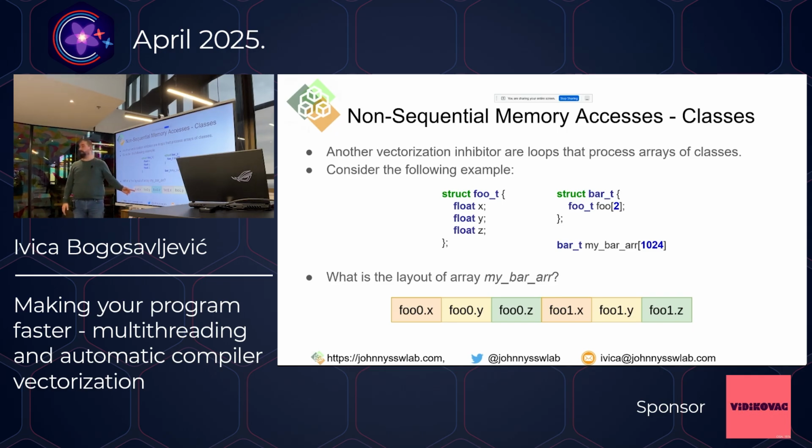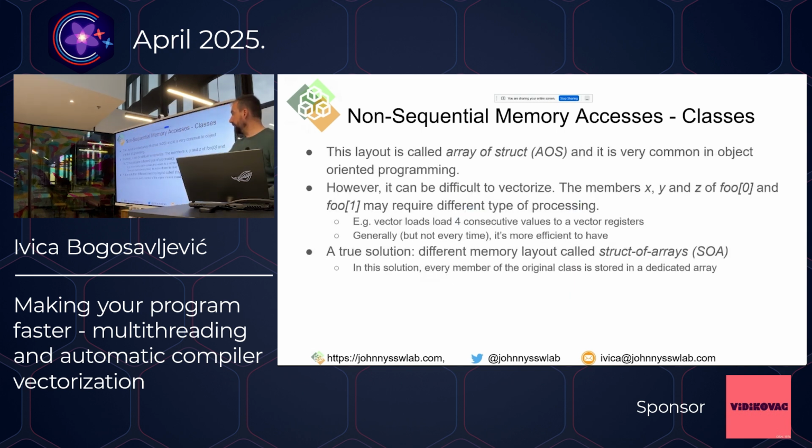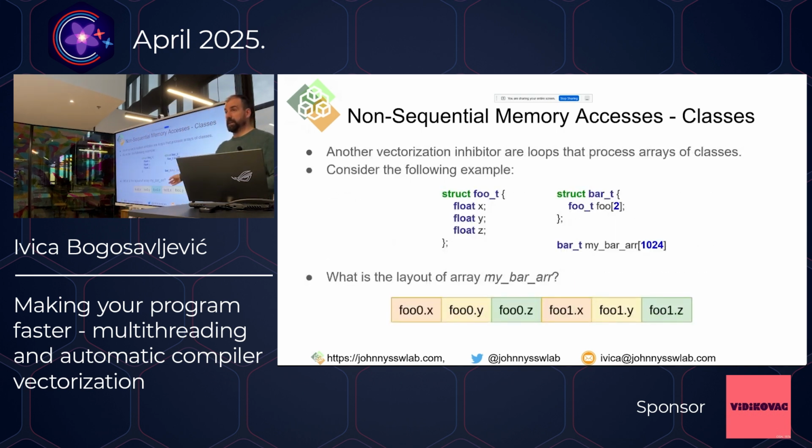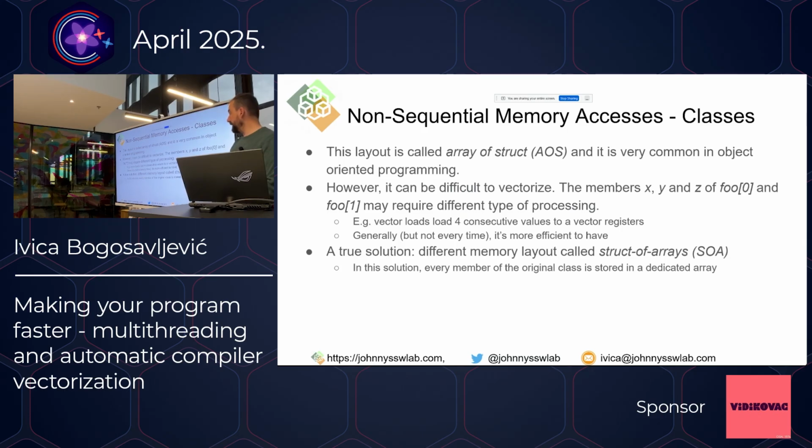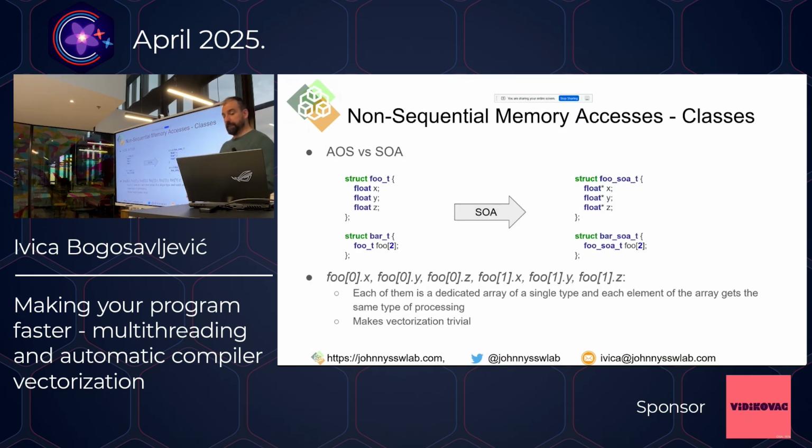What you can do is change the memory layout so all these foo0x are consecutive, then you have another array with foo0y, and then a third array with foo0z. This is called structure of array. The previous one is called array of struct, which is how typically in object-oriented programming you will be storing your data. Structure of array is when you change it so each member becomes its own array. And here is how it looks.